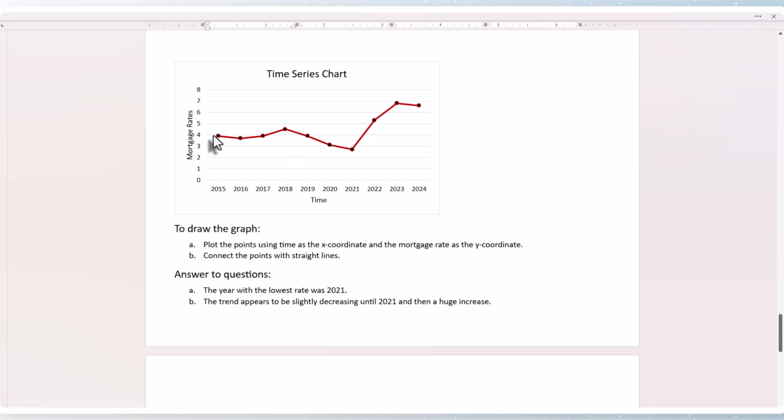So it appears that the trend for the mortgage rates were that they were decreasing up until around 2021. And then there was a massive increase. And from that point on, it's somewhat stabilized. So that's our trend for the graph of our time series chart.